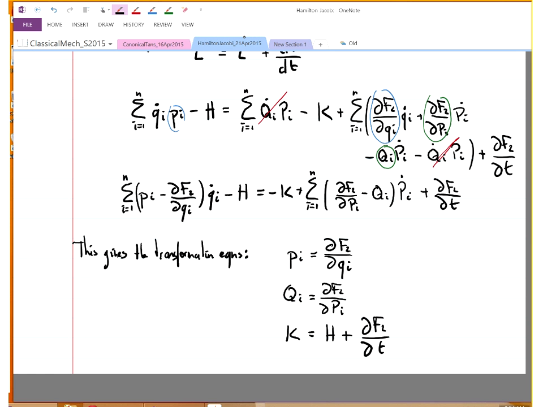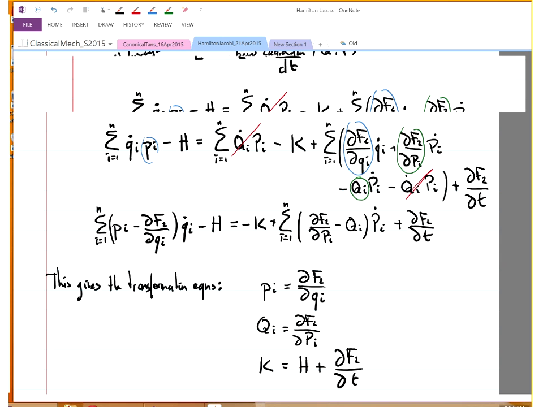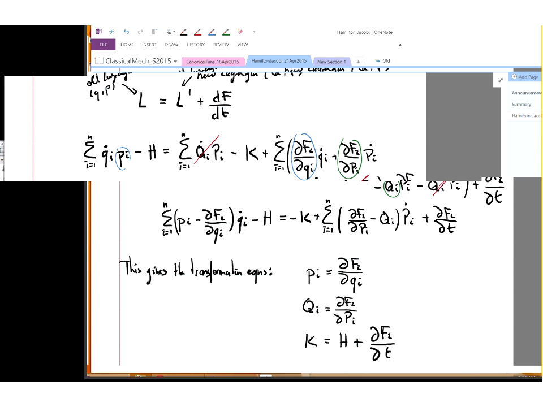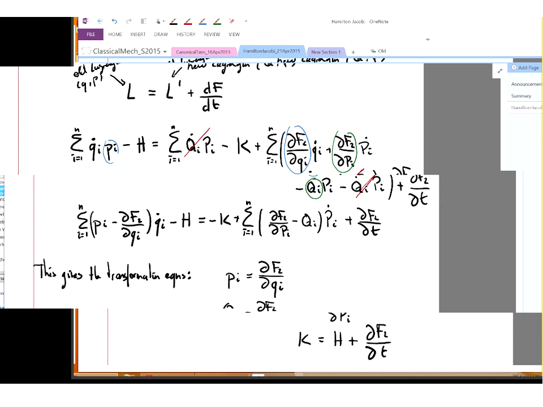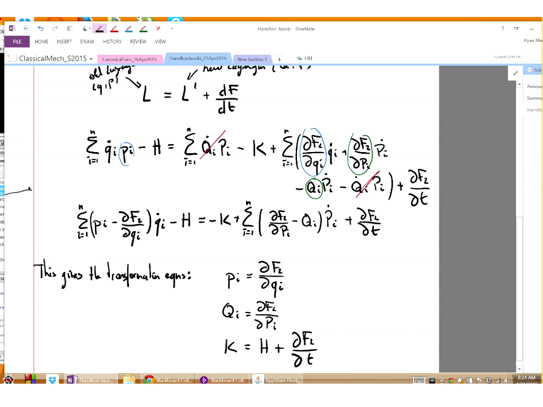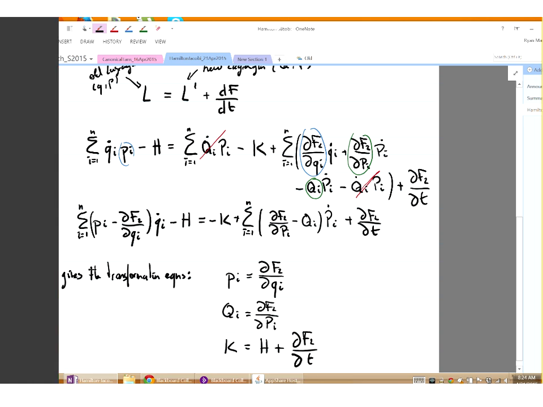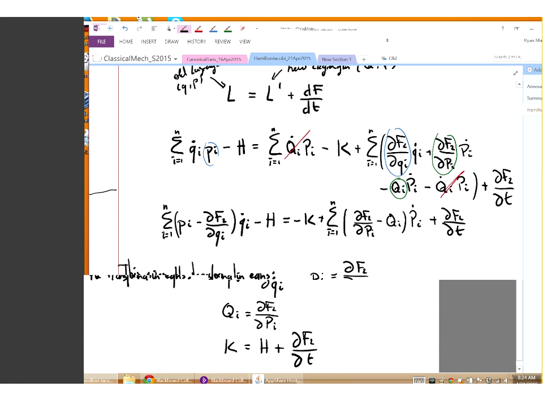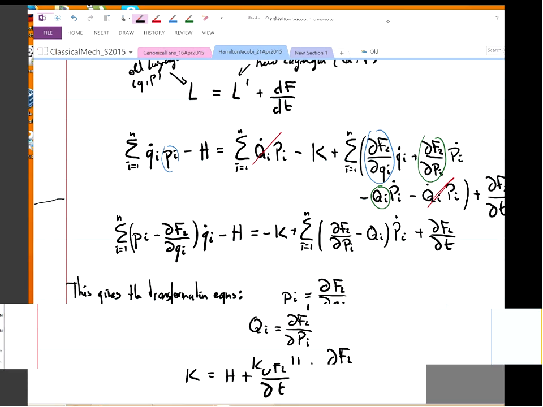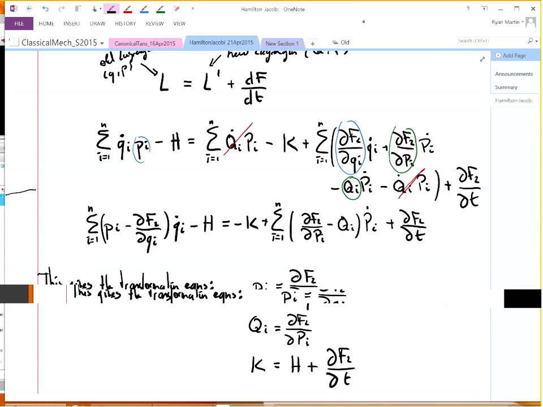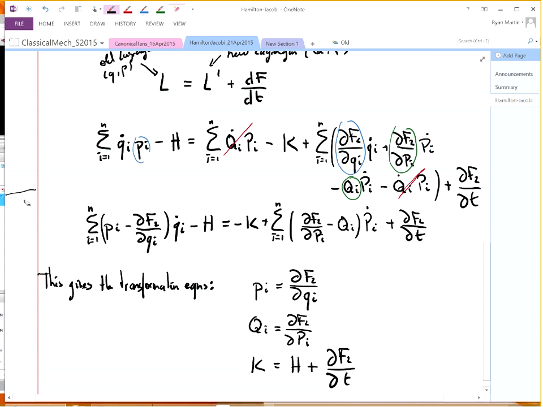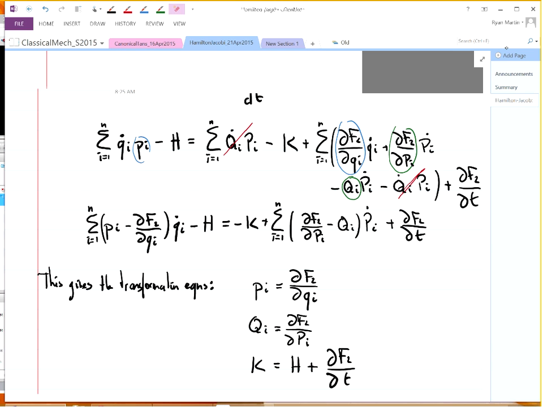Oops, wait, wrong thing, wrong button. So I have to resize my window here. Okay.